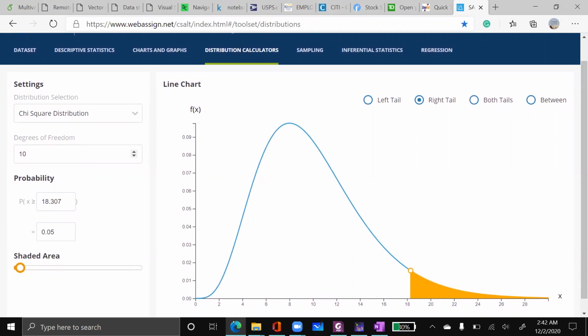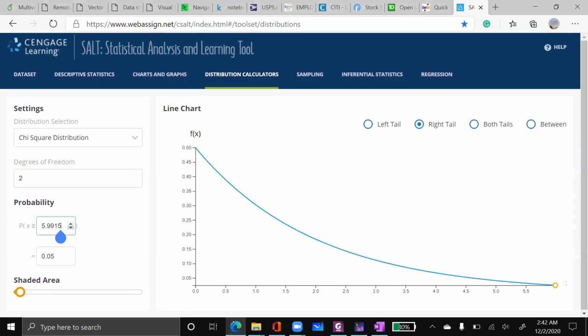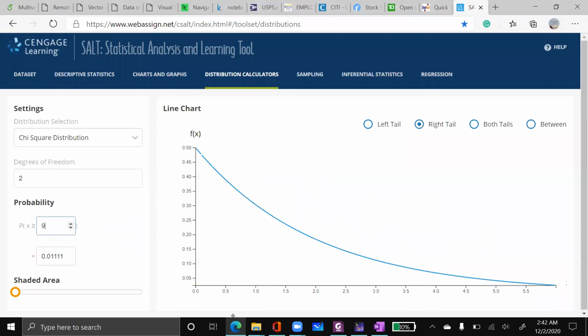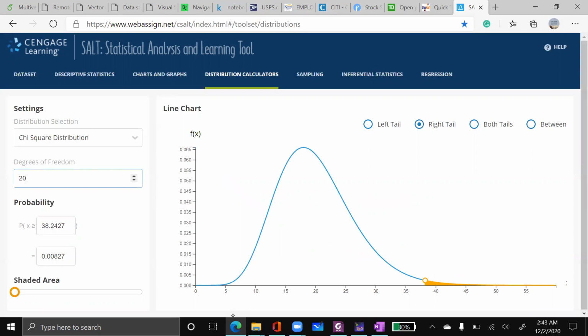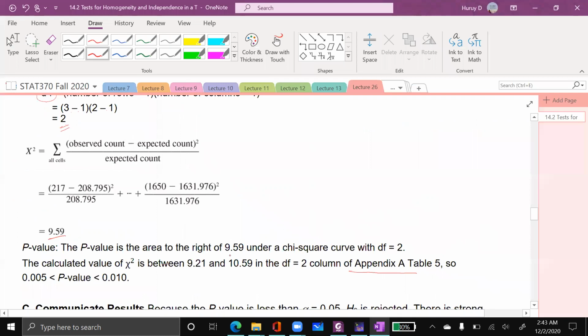So we have degrees of freedom 2, and this is, I believe, 9.59. And here you see, because the degrees of freedom is too small, the distribution doesn't look good. Okay, if you increase this one, it will get better. For example, 20. See. All right, so this is the p-value, 0.00827.